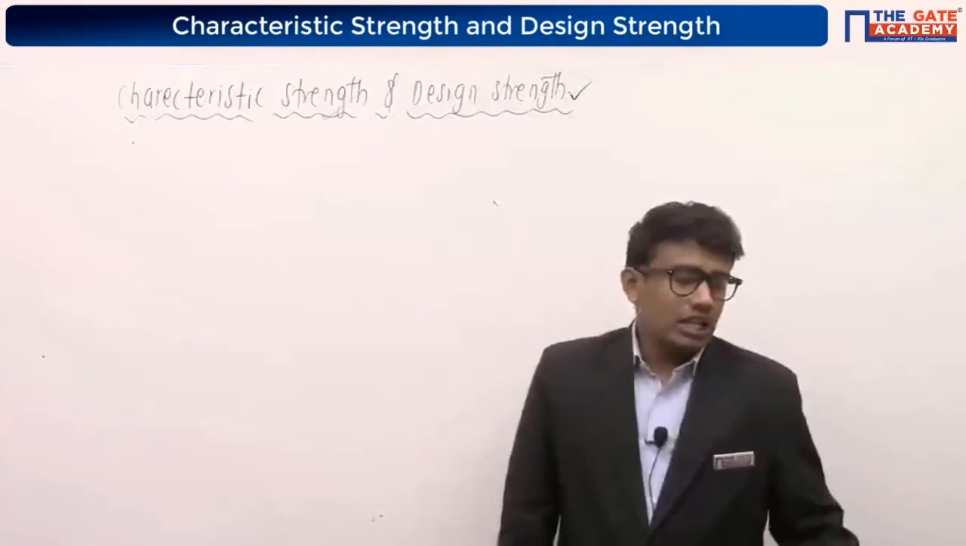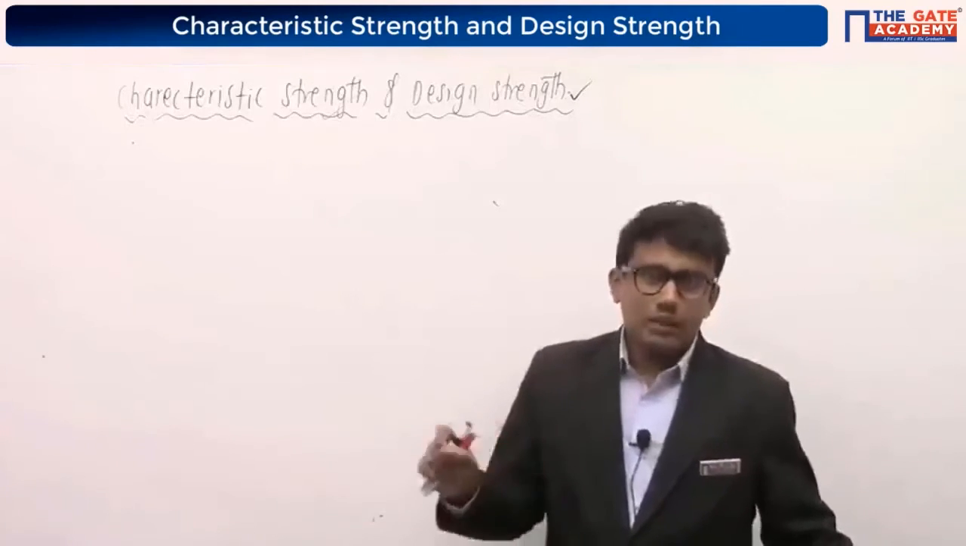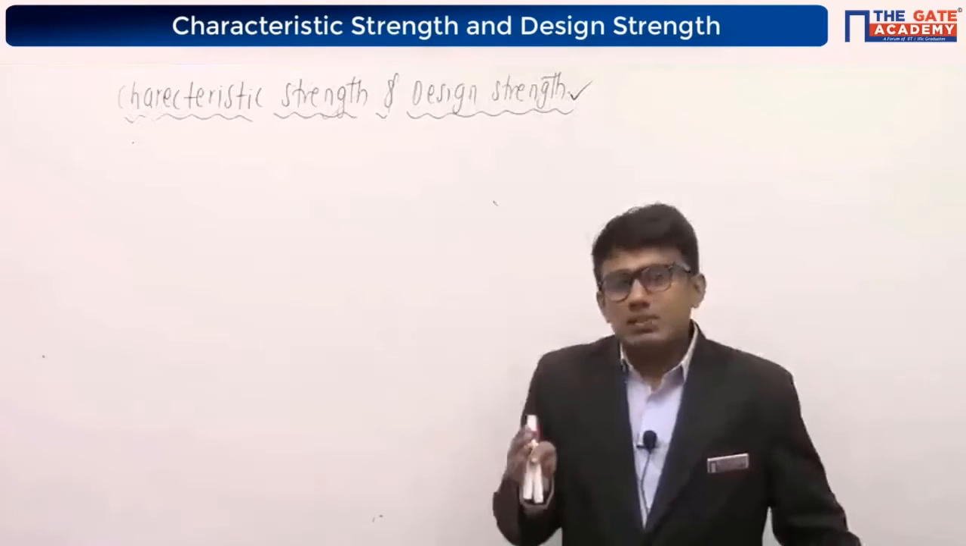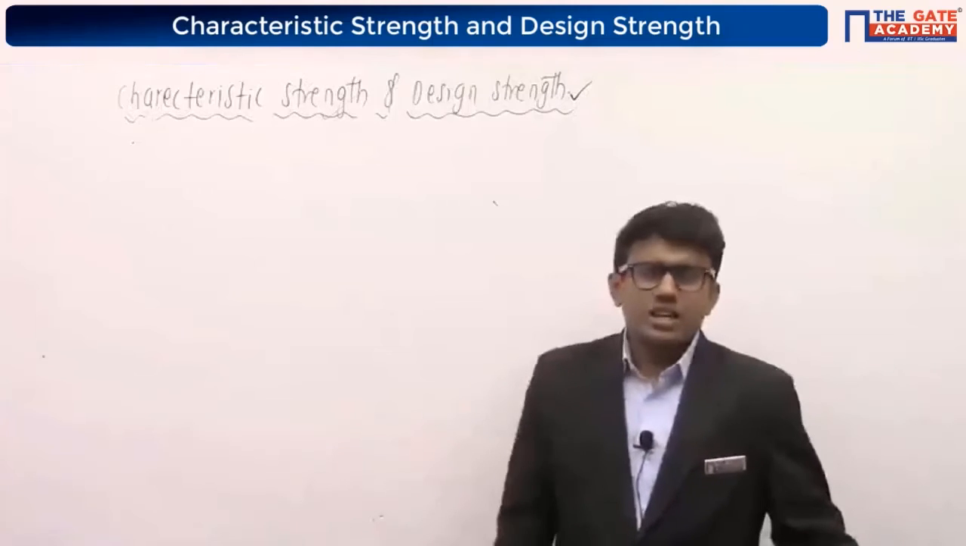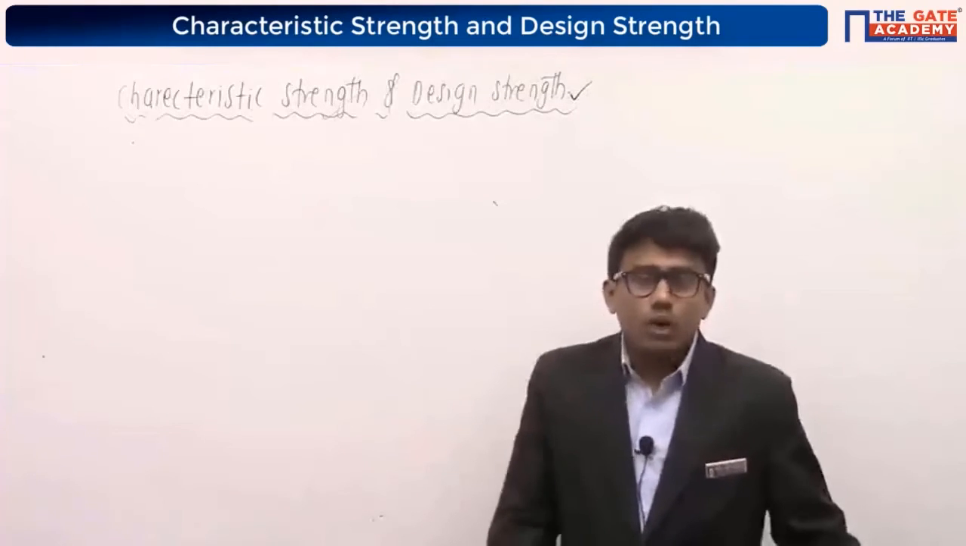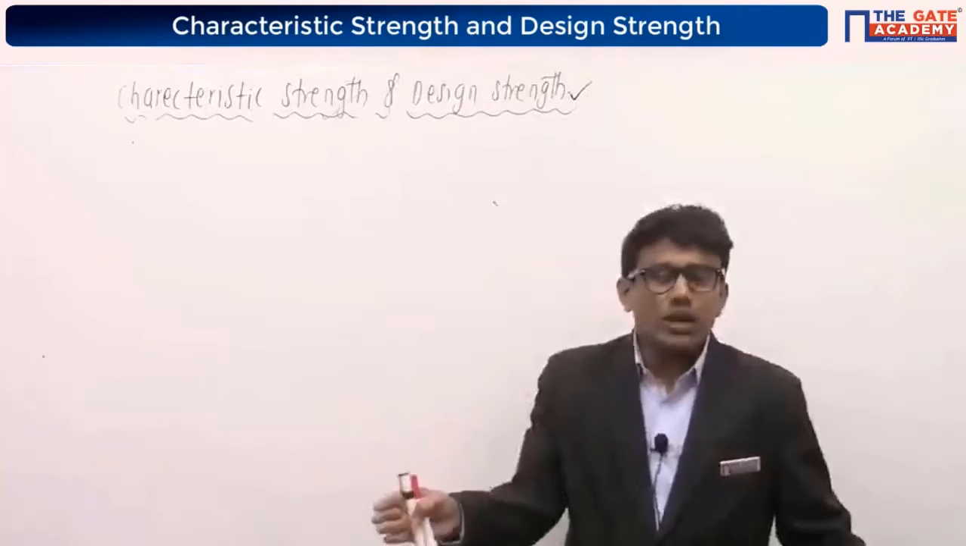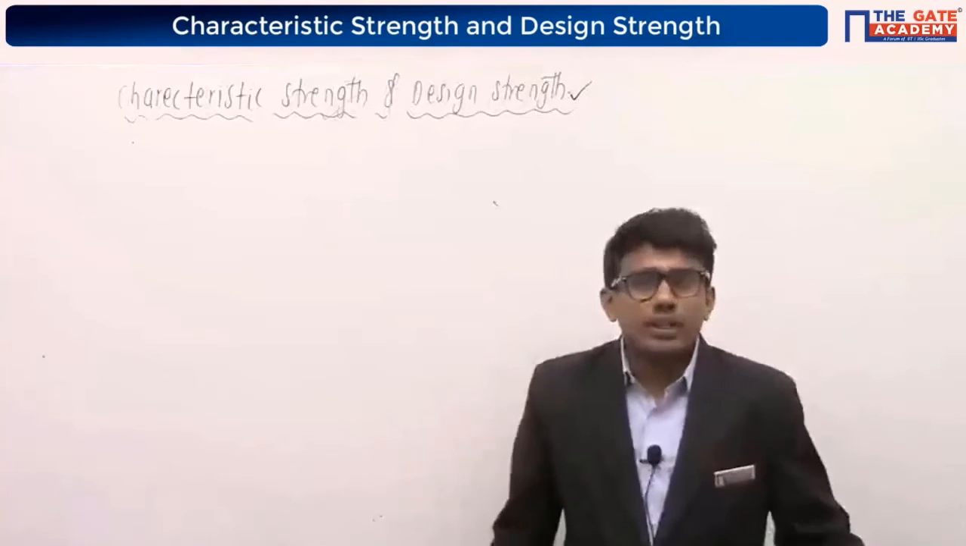As per limit state of collapse, in order to calculate the design strength, the partial safety factor to be considered for concrete is 1.5, as we have just discussed. For steel it is 1.15. For concrete it is 1.5.